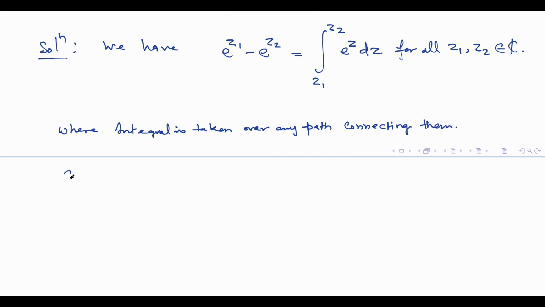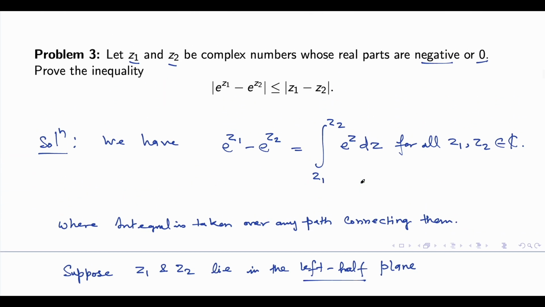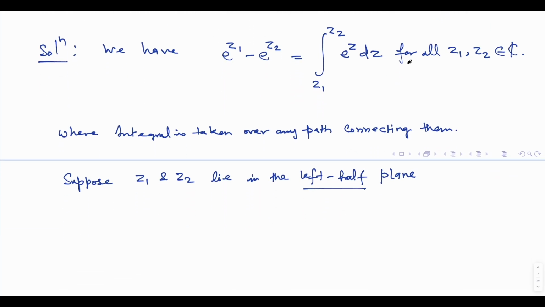Okay. Suppose z1 and z2 lie in the left half plane, right? Why? Because if you see here, real parts are negative or 0. So real parts being negative or 0 is only possible when the point lies in the left half of the plane, right?